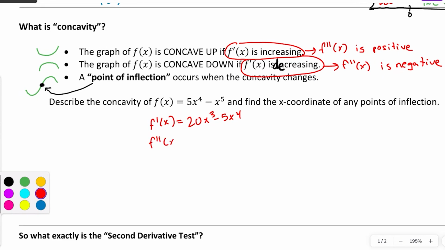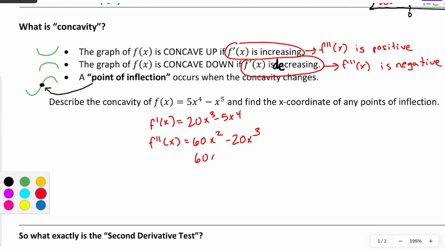F double prime then would be 60x squared minus 20x cubed. I'm just using power rule here. So if I want to find a point of inflection, I need to figure out what my subcritical values are. The subcritical values are where the second derivative is 0 or undefined. Now, this is a polynomial. It's not ever going to be undefined, so we just need to be concerned with where it is 0.